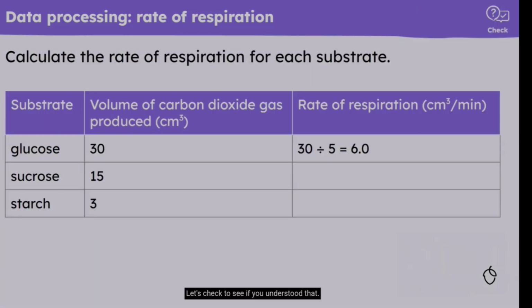Let's check to see if you understood that. Calculate the rate of respiration for each substrate. The first line has been done for you. So for the substrate glucose, the volume of carbon dioxide gas produced was 30. In order to figure out the rate of respiration, we do 30, the volume of carbon dioxide gas, divided by 5, the number of minutes the measurement was taken, and that equals 6. Take 5 seconds to finish the rest of the table, but if that's not enough time, click pause and click play when you're ready to move on.